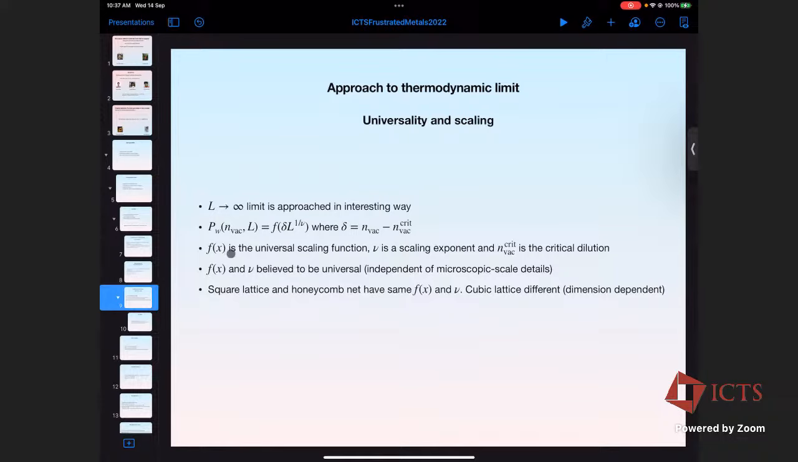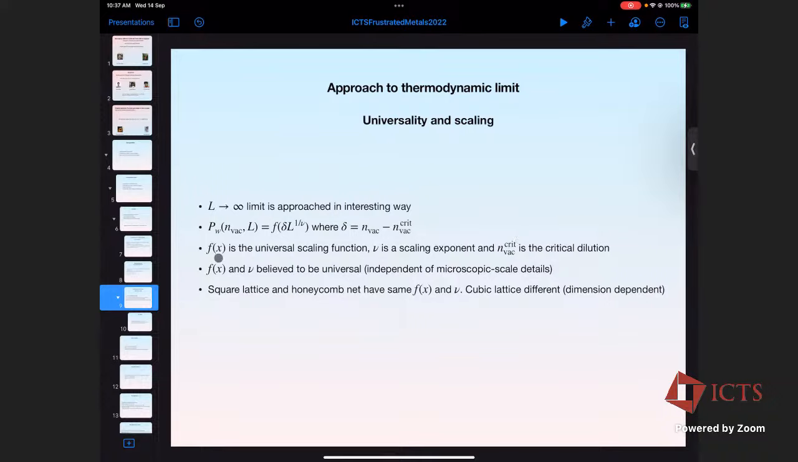And importantly, this function f of x, we expect it to be a universal scaling function. The exponent nu is expected to be universal. Only the critical dilution should depend on microscopic details. Like if you do it on a square lattice or a honeycomb lattice or a kagome lattice in 2 dimensions, the number n critical will change, but nu won't change and this function won't change.